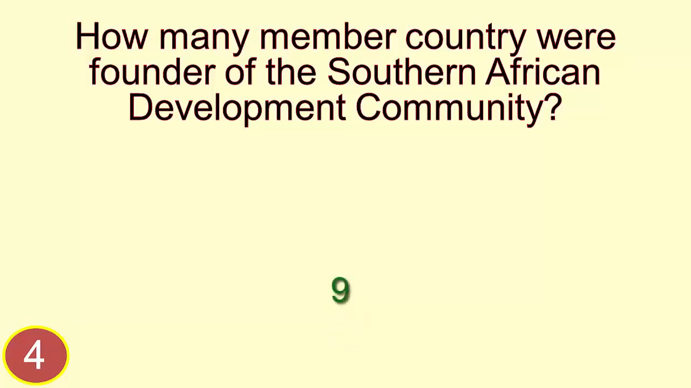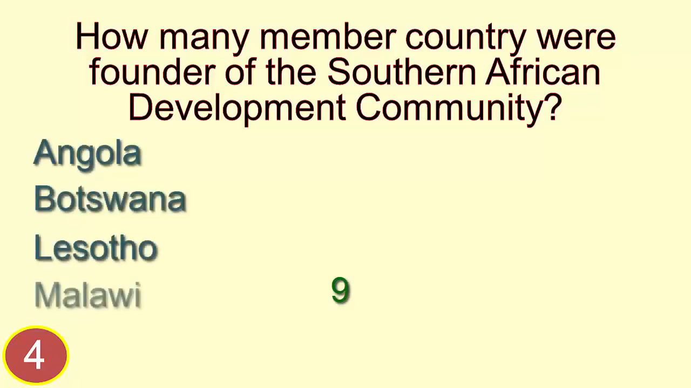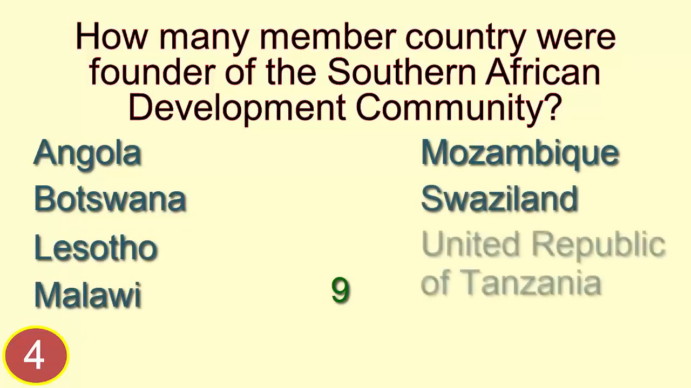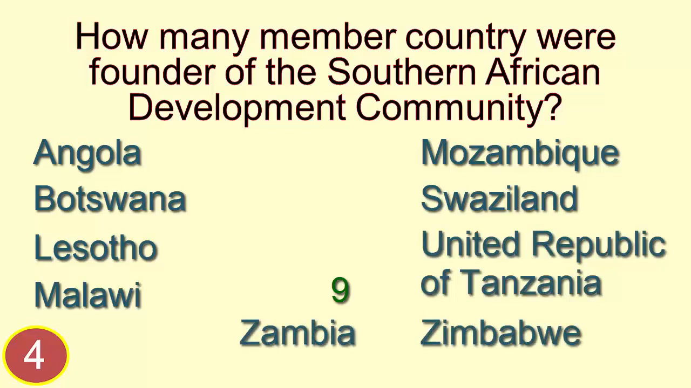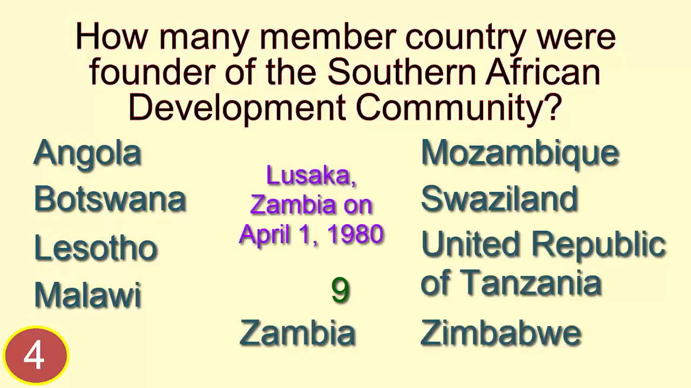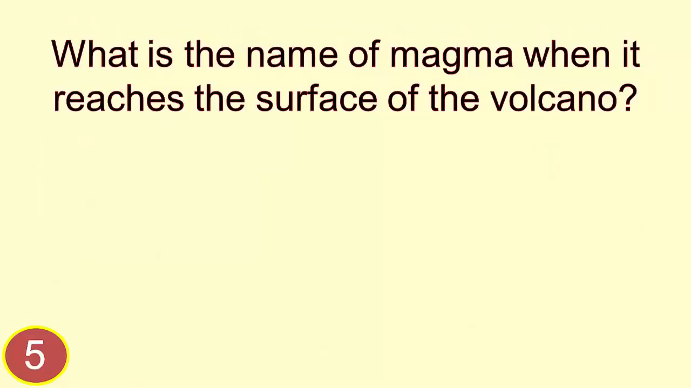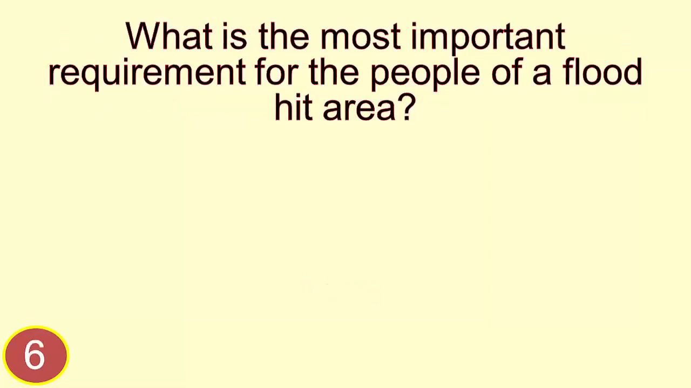Answer is 9. The founding member states are Angola, Botswana, Lesotho, Malawi, Mozambique, Swaziland, United Republic of Tanzania, Zambia, and Zimbabwe. SADCC was formed in Lusaka, Zambia on April 1, 1980. What is the name of magma when it reaches at the surface of the volcano? Answer is lava. What is the most important requirement for the people of a flood hit area?